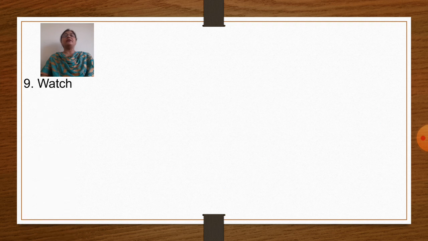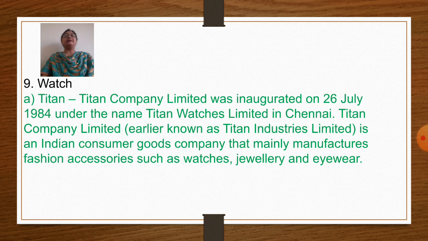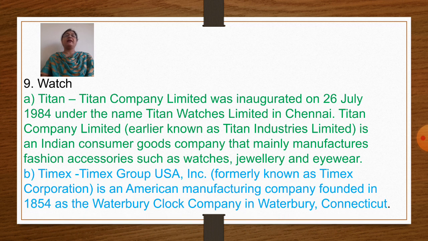Next, watch. Titan. Titan Company Limited was inaugurated on 26 July 1984 under the name of Titan Watches Limited in Chennai. Titan Company Limited is an Indian consumer goods company that mainly manufactures fashion accessories such as watches, jewelry and eyewear.